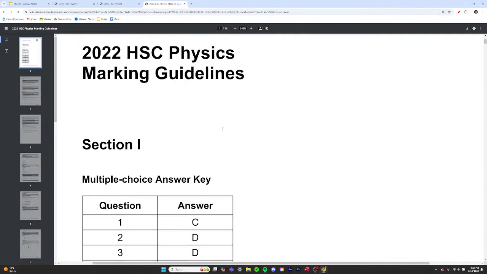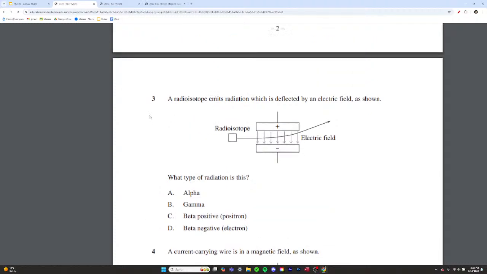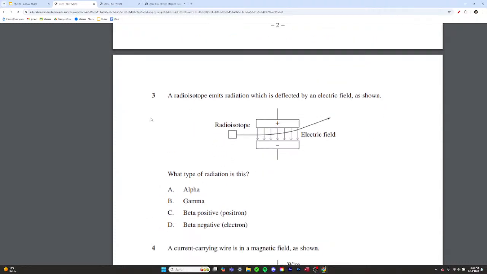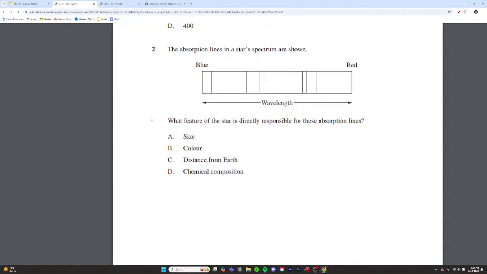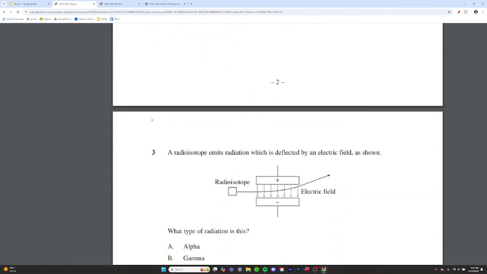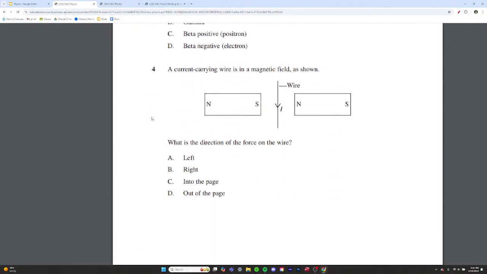Don't look at the answers, guys. C, D, D. Yep, electron, chemical, 80. Yep, so we're 100% right so far.